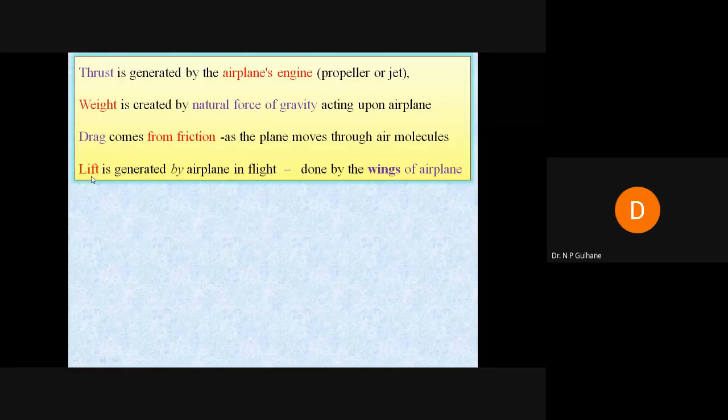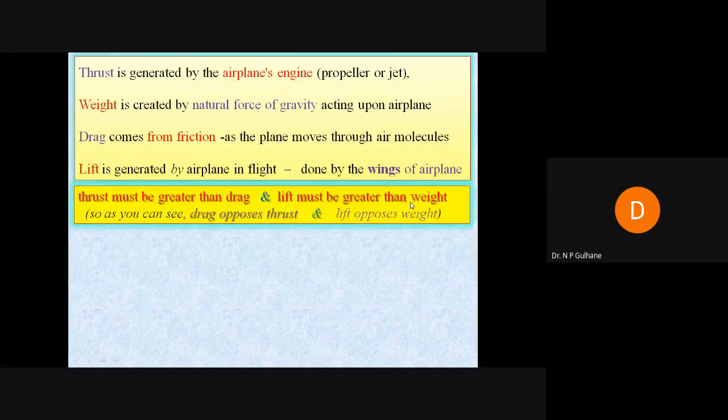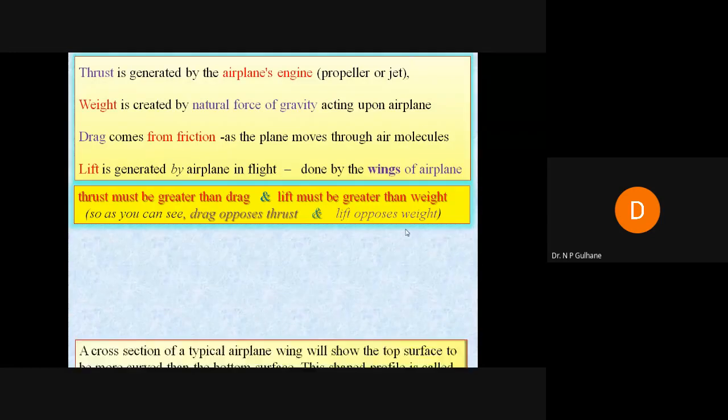The fourth is lift, which is generated by the airplane in flight and which is possible with the help of the wings of the airplane. So in short, thrust must be greater than drag and lift must be greater than weight. So you can see drag opposes thrust, lift opposes weight.